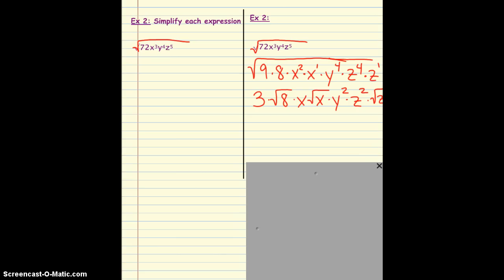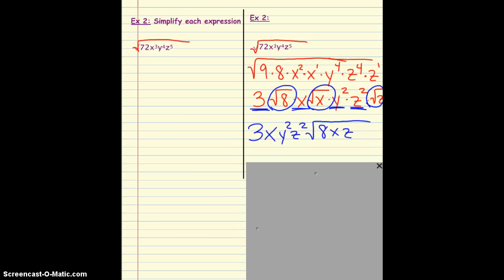Okay, so let's go through and grab everything that does not have a square root. So 3x, y squared, z squared. That's going to come out front. 3x, y squared, z squared. And then everything else that has a square root needs to stay under the square root. So we've got 8xz.